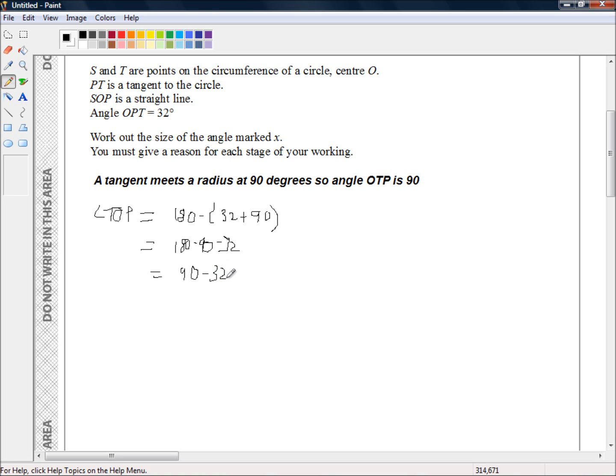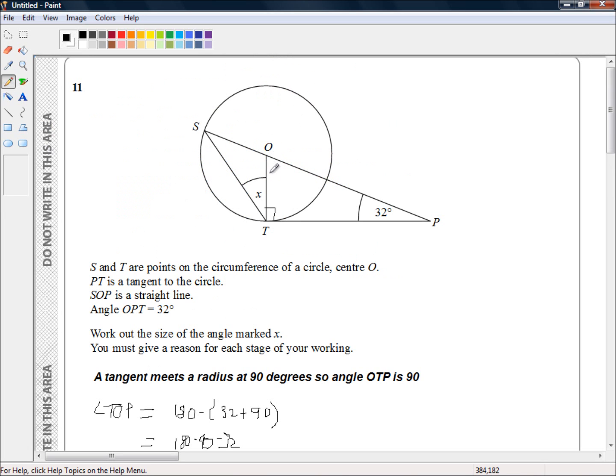We could shove that in a calculator, or if you know a little bit of mental arithmetic, you know that 2 plus 8 is 10, and 90 minus 40 is 50, so this is 58 degrees. So this is 58 degrees.